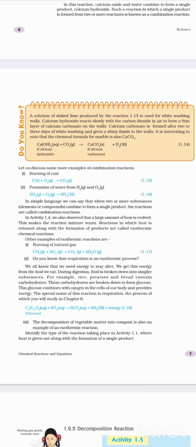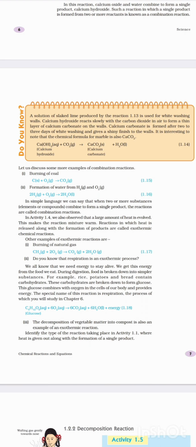The second example is the formation of water from H2 and O2, hydrogen and oxygen. So this forms water. So two gases combine to form a liquid. We can see it as a combination reaction, but it is quite an important thing to understand why this takes place.